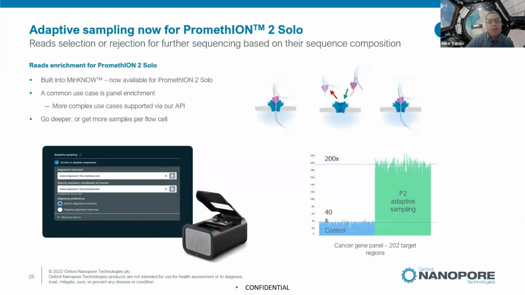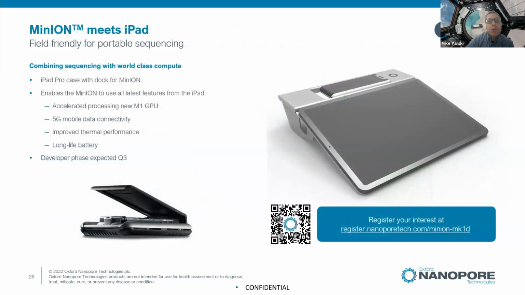Adaptive sampling has been covered already by everyone, but I would just like to point out we will be upgrading the Mk1B to a Mk1D, which will also be compatible with an iPad at some point. This is still in development. And again, you can register your interest if you want to get a Mk1D that's going to be compatible with the iPad. Now, this will be kind of cool for people like Laura Urban, who is working out in the field doing rare species on-site sequencing, because now the new Dorado basecaller is going to be compatible with the M1 and M2 GPUs that are in Apple products.